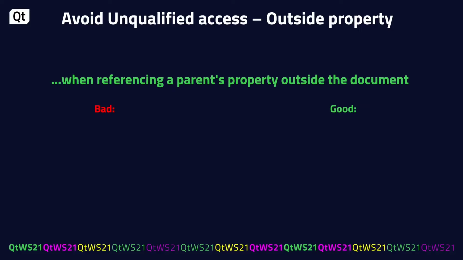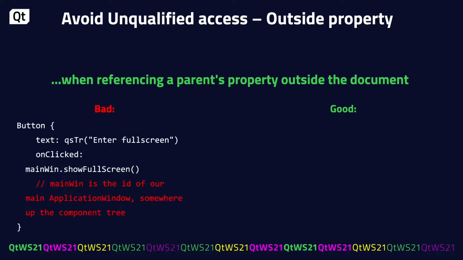So let's talk about a bit more complicated case. For example, here we have a button that's supposed to enter full screen, and the onClicked handler calls main_win.showFullScreen. We have an explanatory comment here, which you would probably not have in real life, which says main_win is the ID of our main application window somewhere up the component tree. So how would you write this ideally?